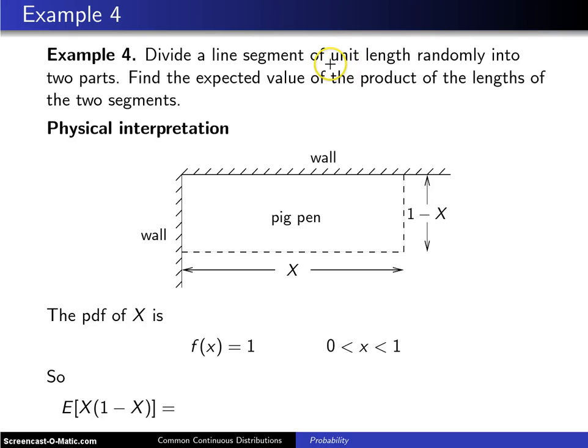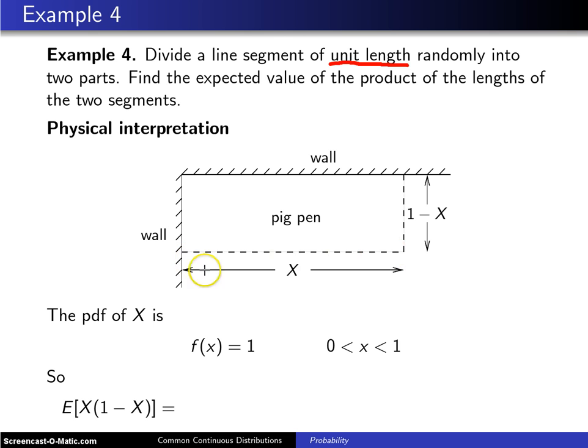Divide a line segment of unit length randomly into two parts. Find the expected value of the product of the lengths of the two segments. Now for this particular problem, here is a physical interpretation. The unit length can be thought of as a fence of length 1, whatever units you're using for 1 there.